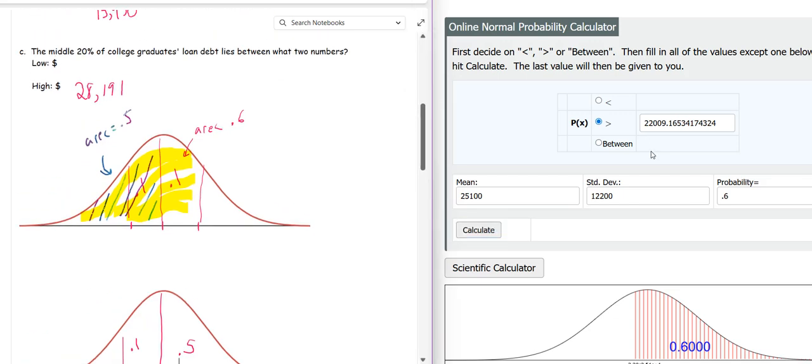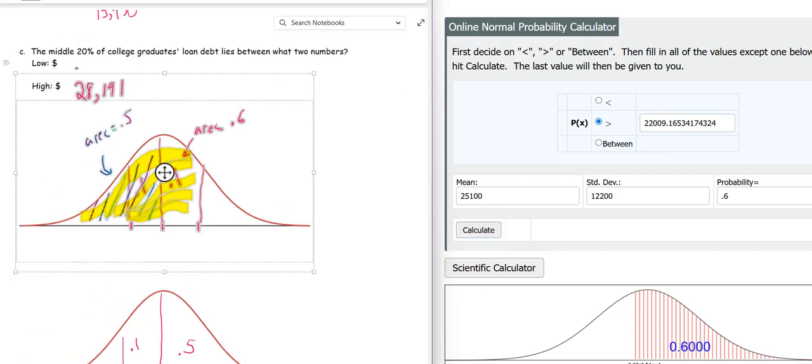and to the nearest dollar, that's $22,009. So the lower number is $22,009. And I'm done.